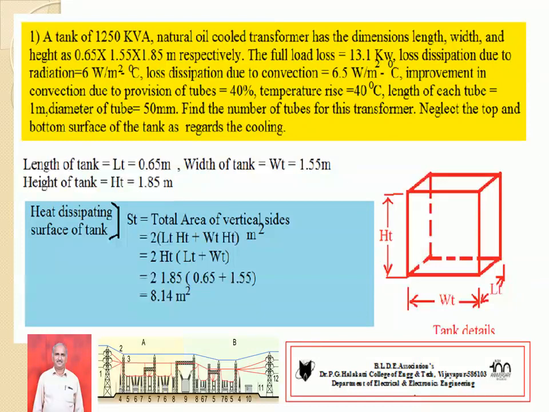Hence, by using the data, calculate the heat dissipating surface of the tank, ST. Already I explained how many sides are available. Vertical sides 4, 2 along width, 2 along length. Then 2 times (LT plus HT), height, plus 2 times width into HT. So 2 times HT is common. Substitute the values, and we get around 8.14 meter square.